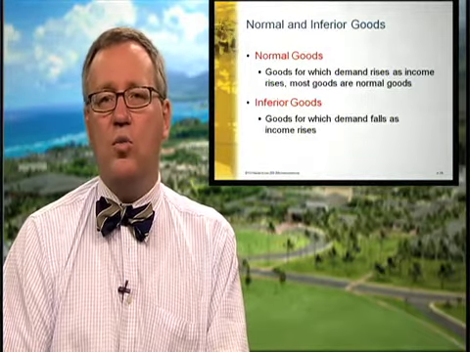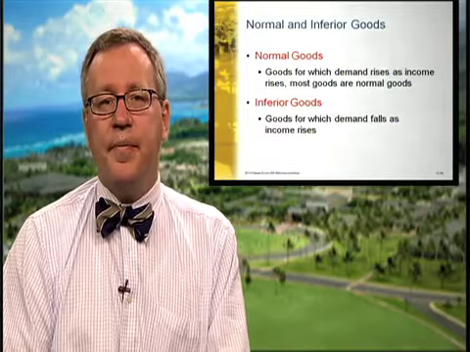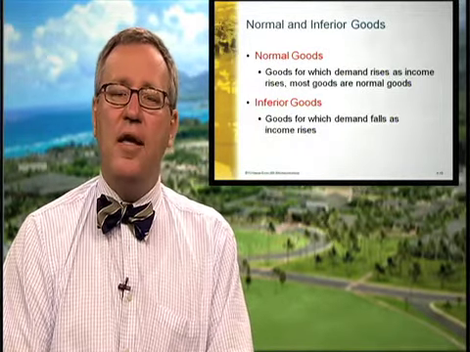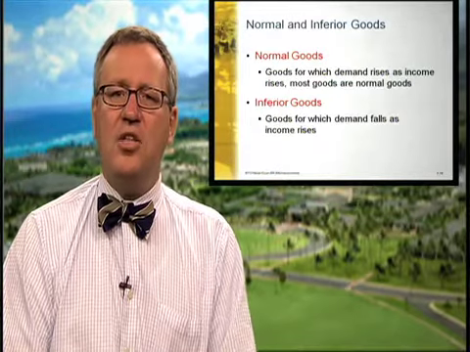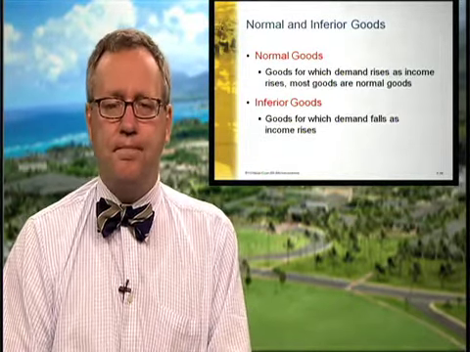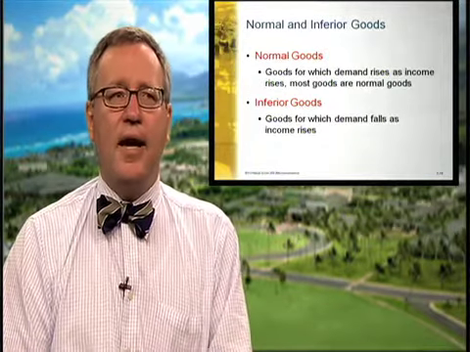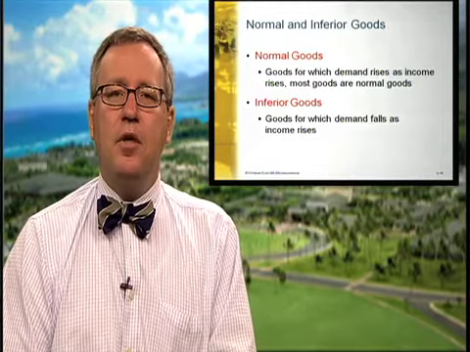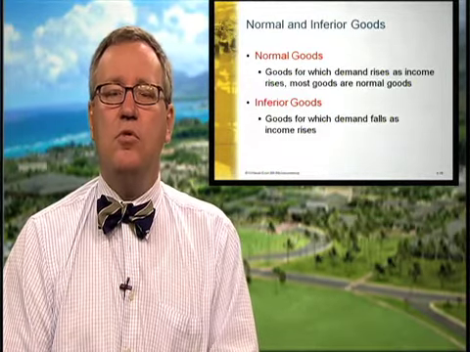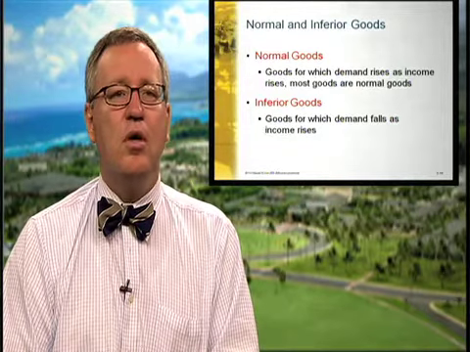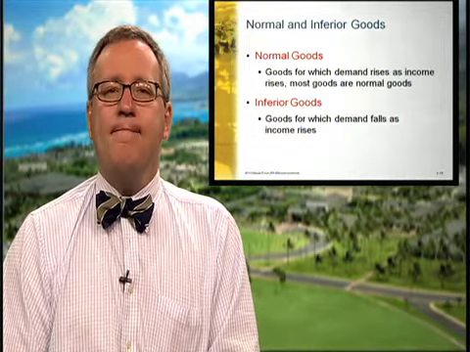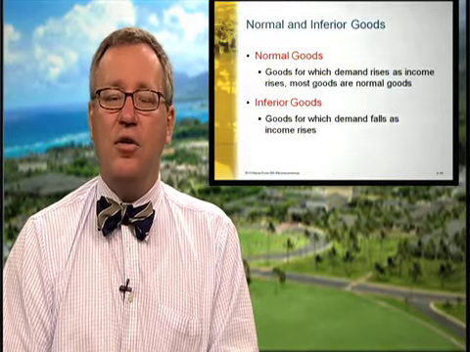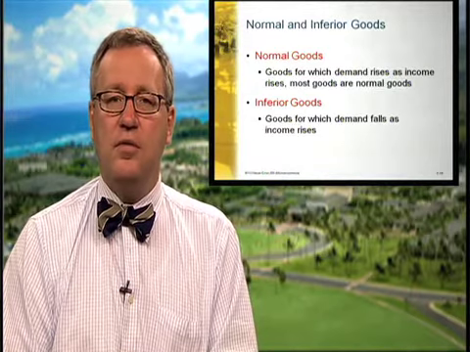96% of all goods in the world are normal goods. Inferior goods are goods for which demand falls as income rises. So let's consider why this happens. A normal good would be like, excuse me, gasoline. If your income goes up, you're going to take more trips to the town. You're going to do more trips to the North Shore. You're going to do more trips to the movie theaters. That's a normal good. As your income increases, your demand for that good also increases.